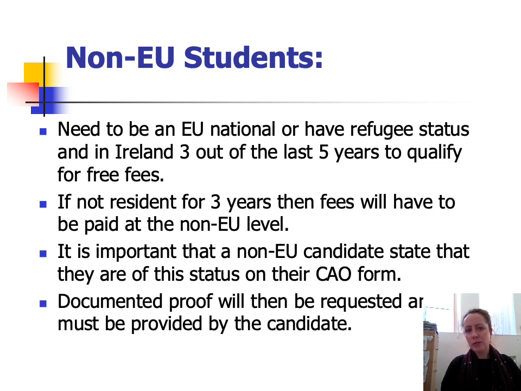It's important to note also that you need to be an EU national and have lived in Ireland for 3 out of the last 5 years to qualify for free fees. Otherwise, you have to pay at the international rate. They have to be paid at the non-EU level. And it's important that a non-EU candidate state that they are part of this on their CAO form. And I can help any student if this applies to them. Also, once you have made the application, you must send in documented proof into the chosen university.